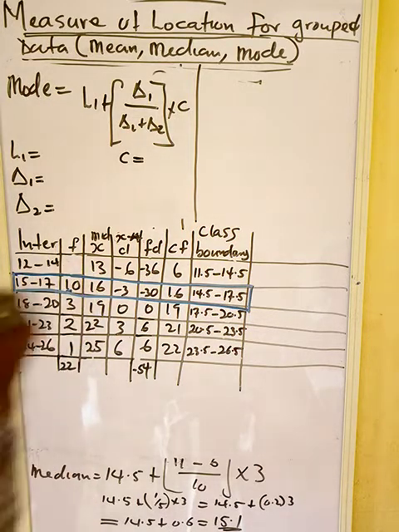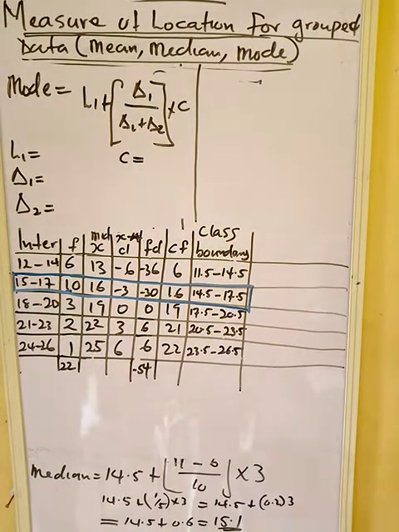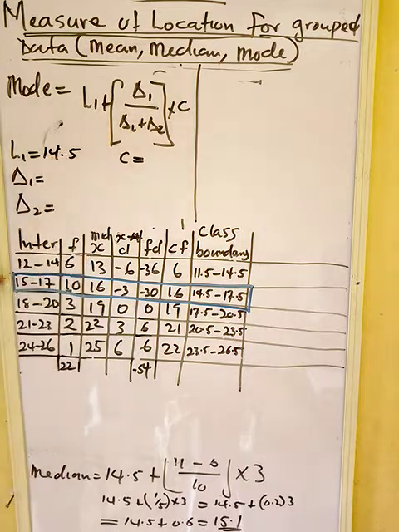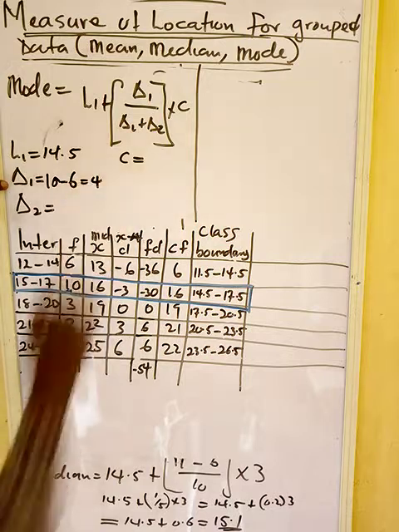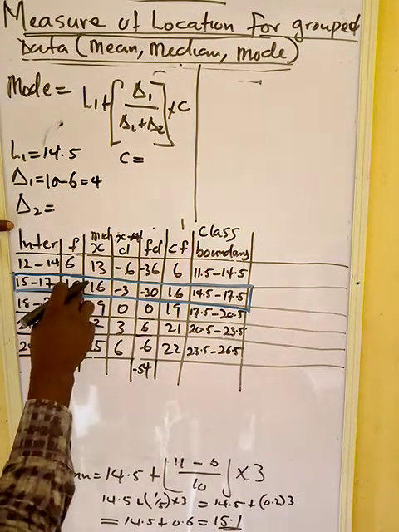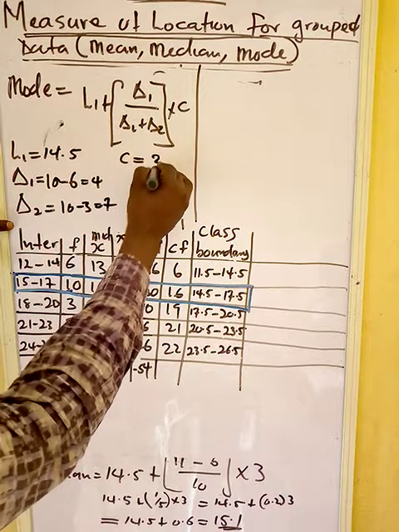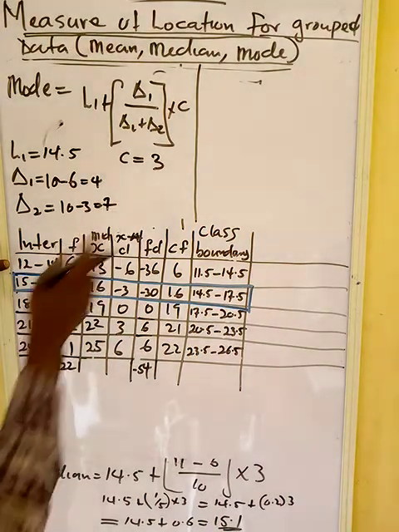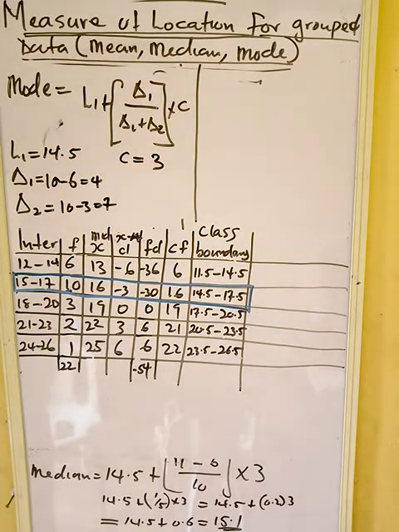So now let's start solving for mode. Our L1 is the lower class boundary of the modal class, which is 14.5. D1 is the difference between the modal class and the class before it, 10 minus 6, which is 4. D2 is 10 minus 3, which gives us 7. Our class size still remains 3, since 17 minus 14 is 3 and 15 minus 12 is 3.